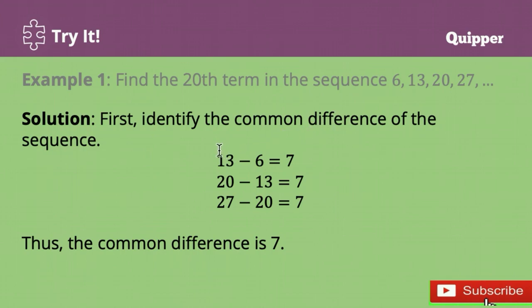First, we need to identify the common difference of this sequence. Again, to find the common difference, you just need to subtract the first term from the second term. And we have 13 minus 6 is 7. Then the next terms, we have the third and the second: 20 minus 13 is 7. Then we have 27 minus 20 is also 7. This 7 is common, therefore this is the common difference.